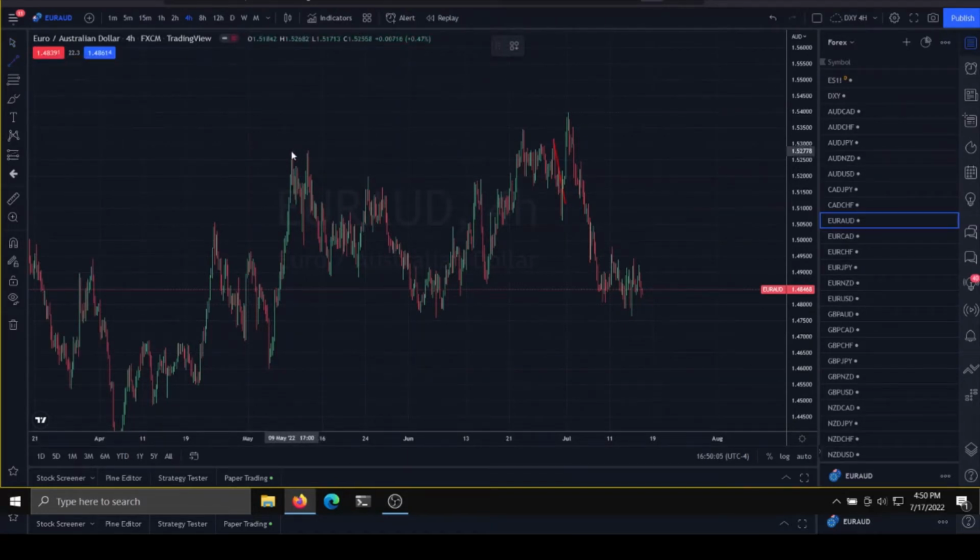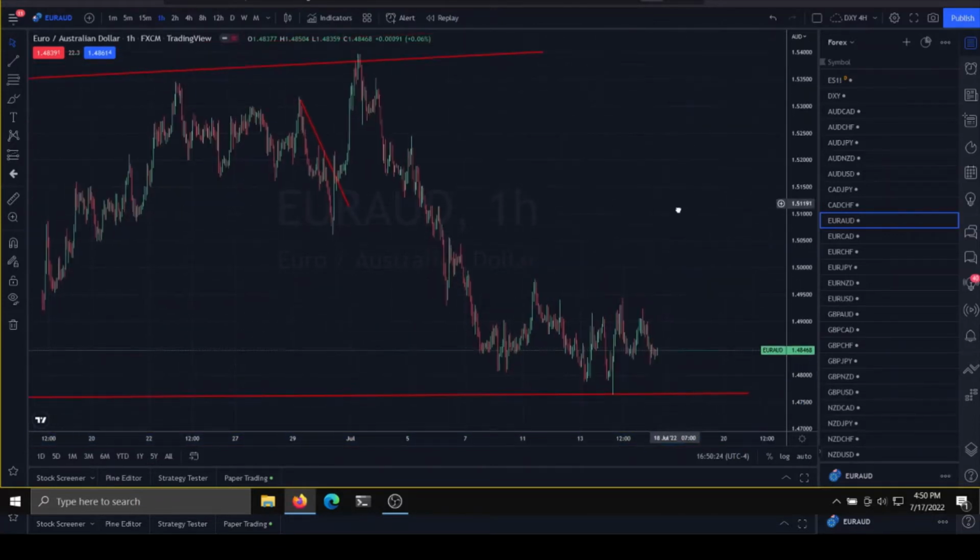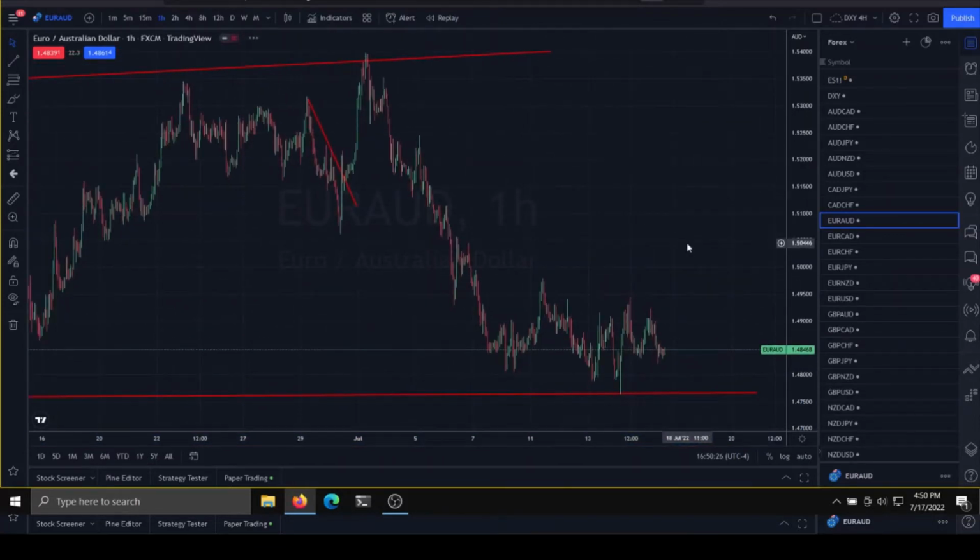Possible big correction here. One, 2, 3. Might have a setup on the 1 hour. Impulse, correction, up. No sell here. But it's really interesting on the 1 hour.